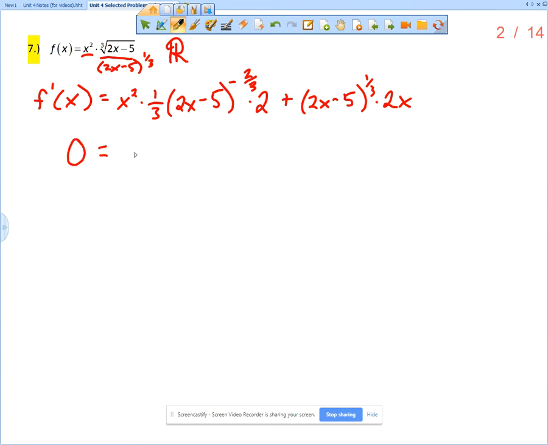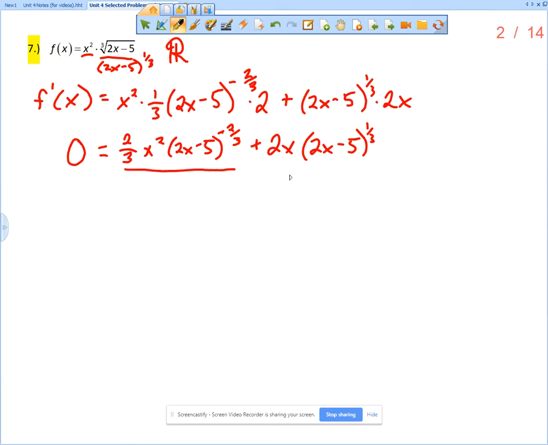Now I want to clean this up and simplify in order to set it equal to 0 and solve. First of all, I've got 1/3 and 2, so I actually have 2/3, and then the x squared, and then the 2x minus 5 to the negative 2/3. I'm going to leave it as is right now. Plus, I'm going to put the 2x in front and 2x minus 5 to the 1/3 power. So now I want to set this equal to 0 and solve. How do I do that? Well, I've got two terms, one thing added to another, and so we want to factor.